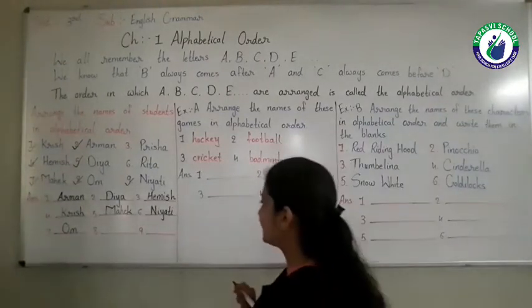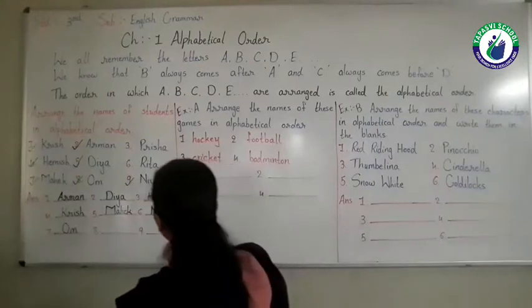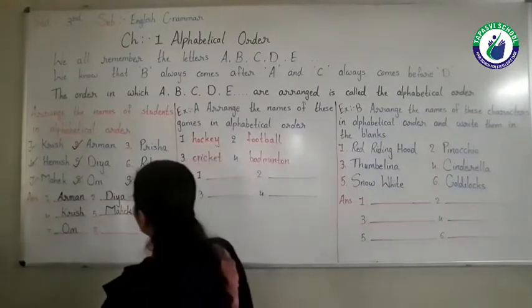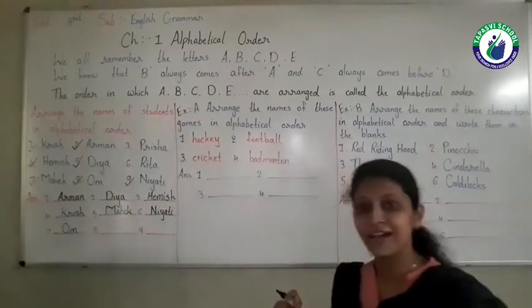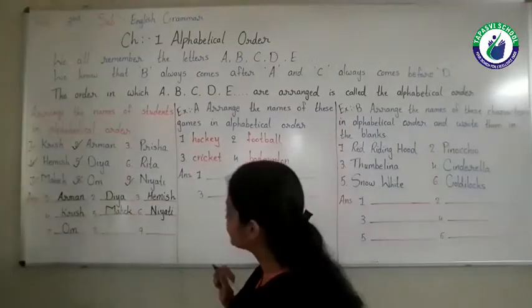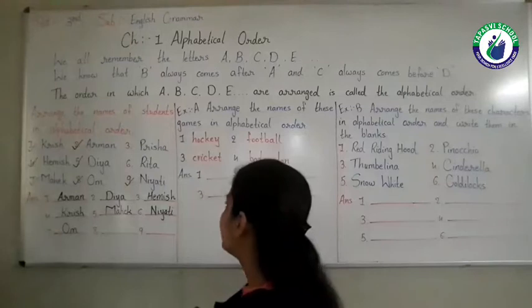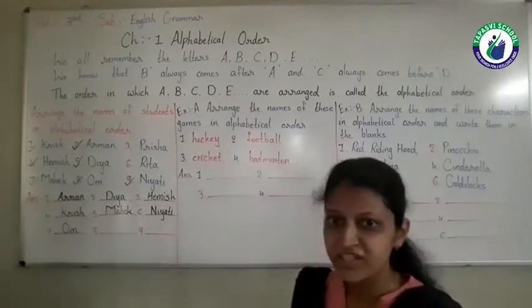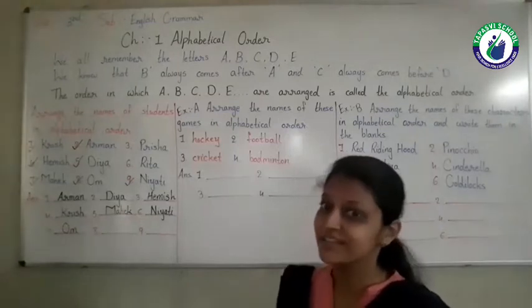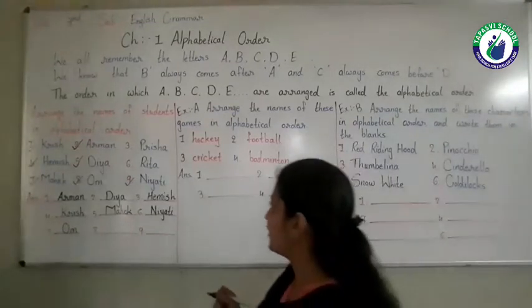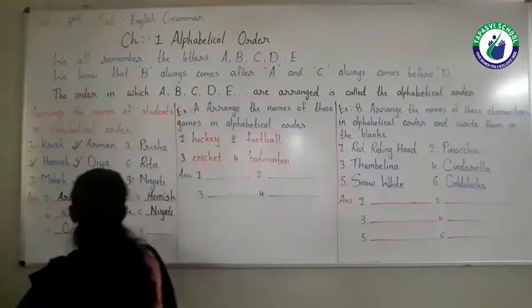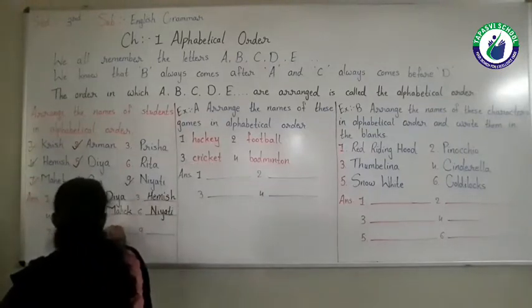Now next number O. O के बाद कौन सा लेटर आता है? Yes, P. Any name of student is given which starts with letter P? Yes, it is given. Yes, Prisha. So we have to write down in 8 number Prisha.